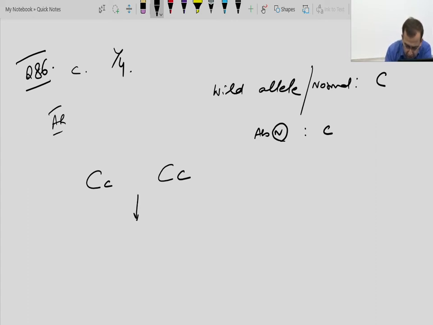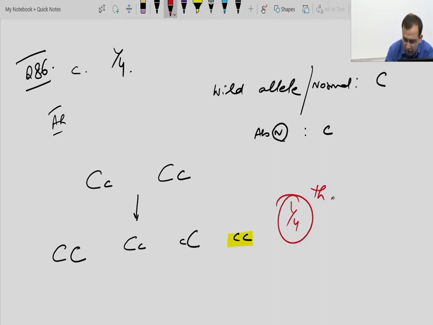So what are the combinations possible? CC, Cc, Cc and cc. What is the chance of the sibling having the disease? It is 1/4. Chance of sibling having the disease is 1/4. Simple. Next point, cystic fibrosis.